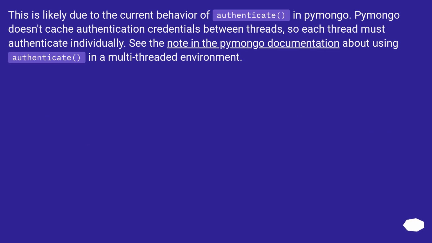This is likely due to the current behavior of authenticate in pymongo. Pymongo doesn't cache authentication credentials between threads, so each thread must authenticate individually. See the note in the pymongo documentation about using authenticate in a multi-threaded environment.